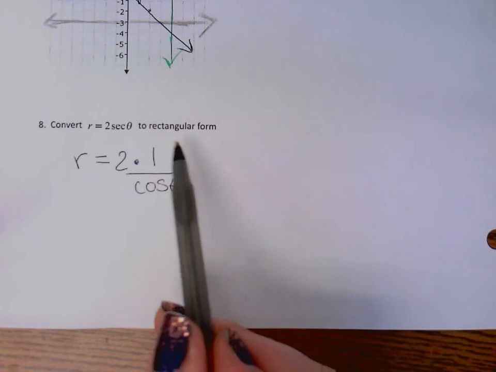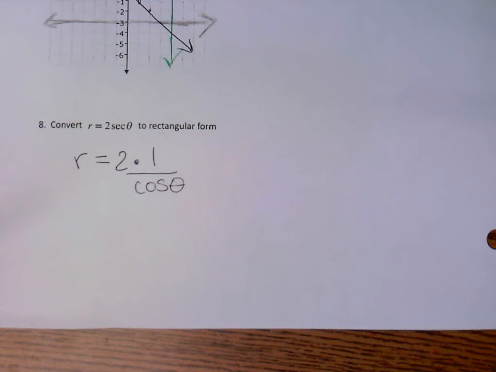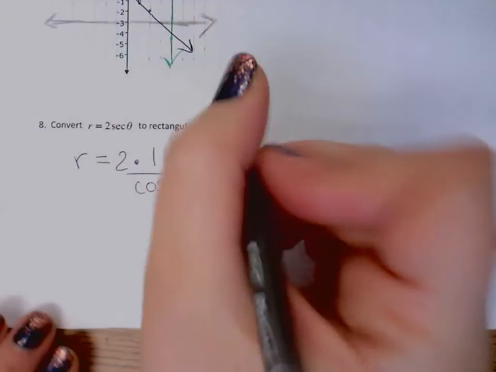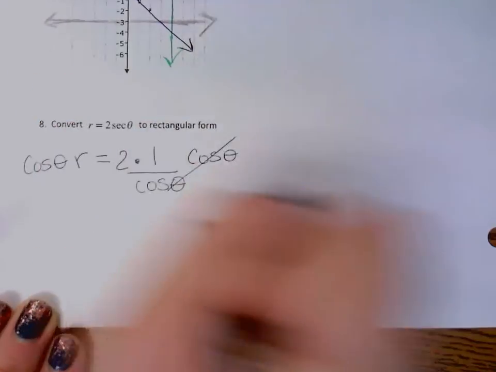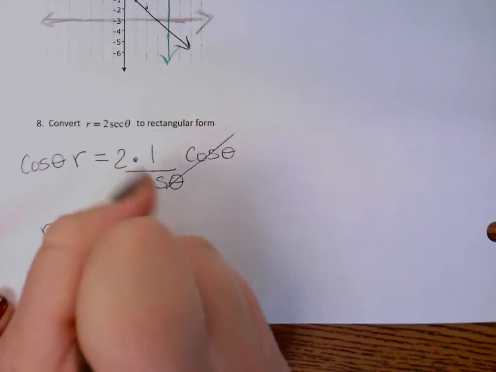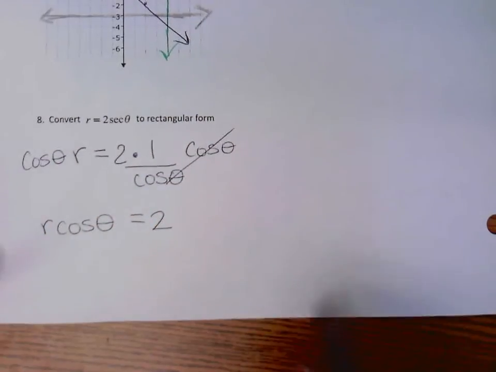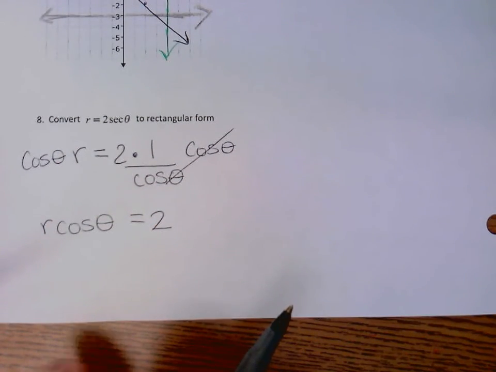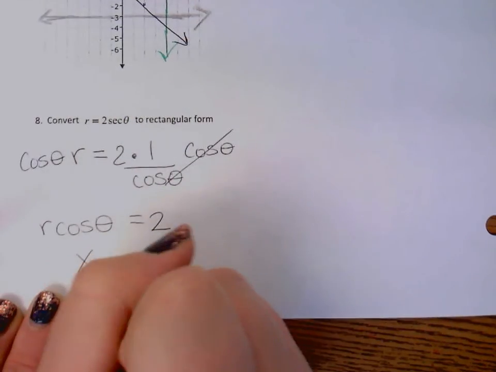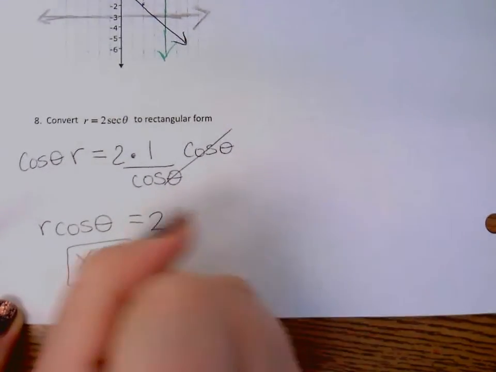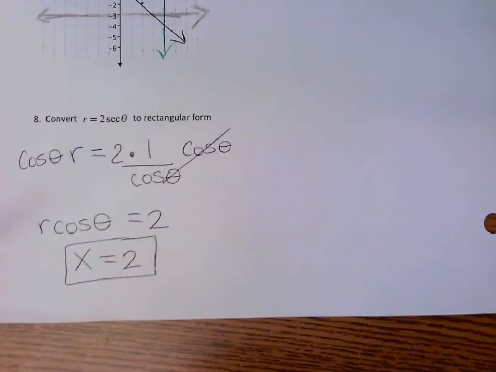1 over the cosine is secant. So what might I do next? I see an r and I see a cosine of theta. So I could multiply both sides by the cosine of theta to get it to the other side. Then I have r cosine of theta together, right? So this horrible thing up here is really just a vertical line at 2. Much easier to look at in rectangular form.